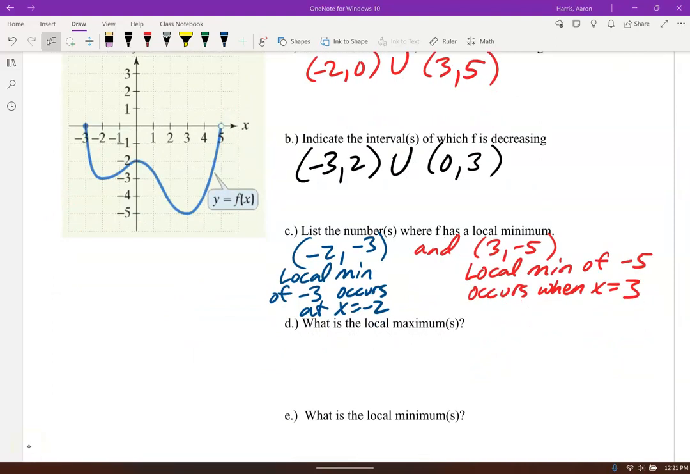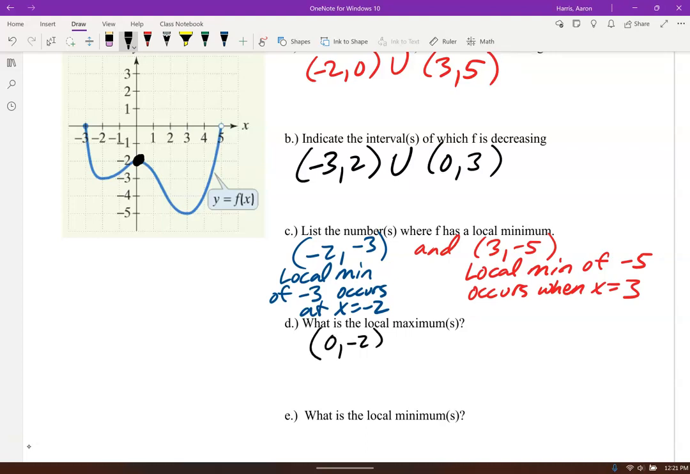All right, now we're looking for maximums, local maximums. So I'm looking for a top of a hill. So I'm like, well, let me look at this graph. And it looks like the only top of a hill is right there, -2, right? So this is the point (0, -2), a local max.